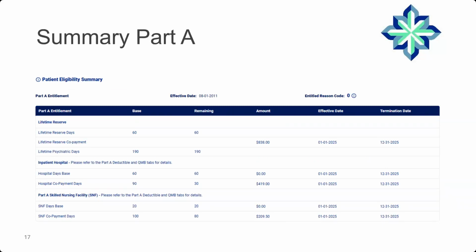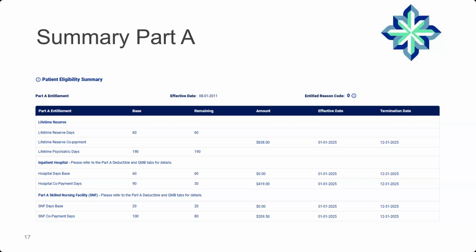The first tab is going to be the summary of entitlement and benefits. Part A information is first, and it includes the entitlement date and reason the patient is entitled to Medicare. In the entitlement reason code field, you can hover your mouse over the code. So this right here is a number 0. You can hover your mouse over that and a definition is going to be displayed. I'm going to show you an example on the next slide, but I just wanted to let you know that was there.